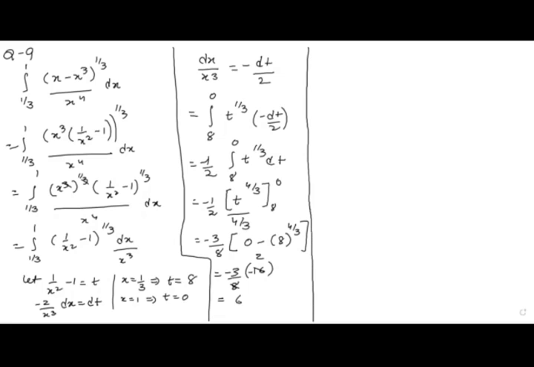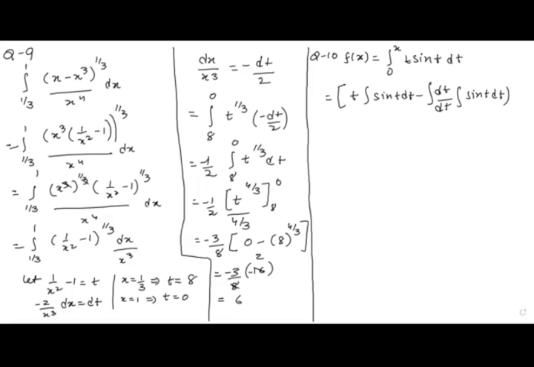Right. Question 10. Here it is given f of x is integration 0 to x t sine t dt. So we'll apply integration by parts. T sine t dt minus derivative of t integration sine t dt whole dt. We'll keep the limits afterwards.